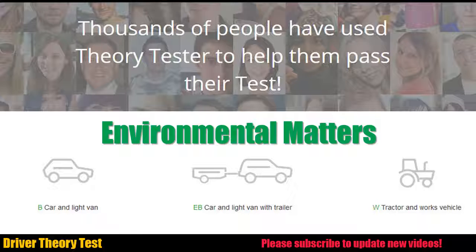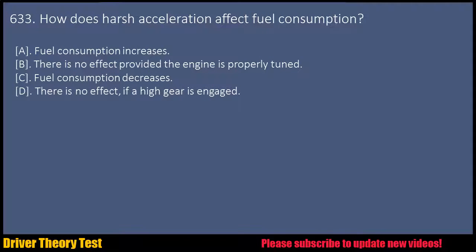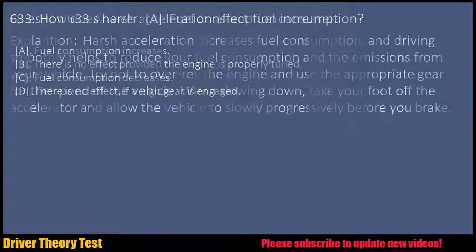Driving theory test for environmental matters. Question 633. How does harsh acceleration affect fuel consumption? A. Fuel consumption increases. B. There is no effect provided the engine is properly tuned. C. Fuel consumption decreases. D. There is no effect if a high gear is engaged.